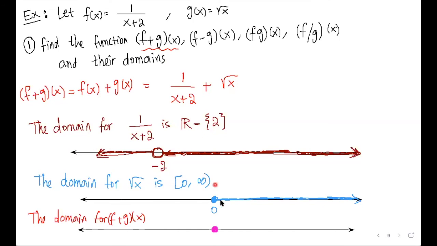Now, after the 0, everything is used. This means everything here will be in the domain for the intersection. So the domain is from 0 to infinity. This is the intersection from 0 to infinity.